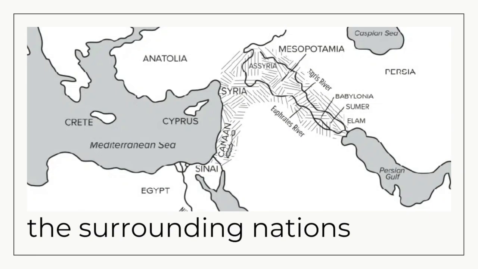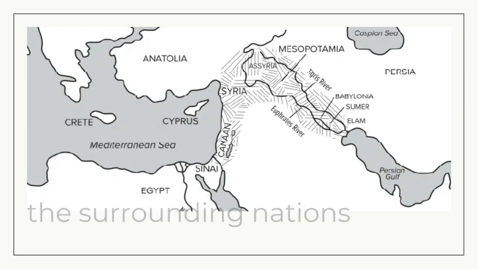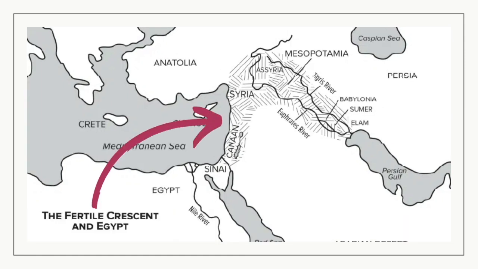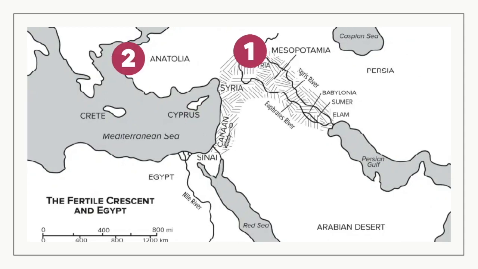The land of Israel was relatively small compared to its neighbors. It's one part of a region commonly referred to as the Fertile Crescent. The Fertile Crescent was home to the earliest ancient Near Eastern civilizations. Besides the land of Israel, also known as Syro-Palestine, the Fertile Crescent has four major regions: Mesopotamia, Anatolia, Egypt, and the Arabian Peninsula. Each of these regions influenced ancient Israel to some degree.